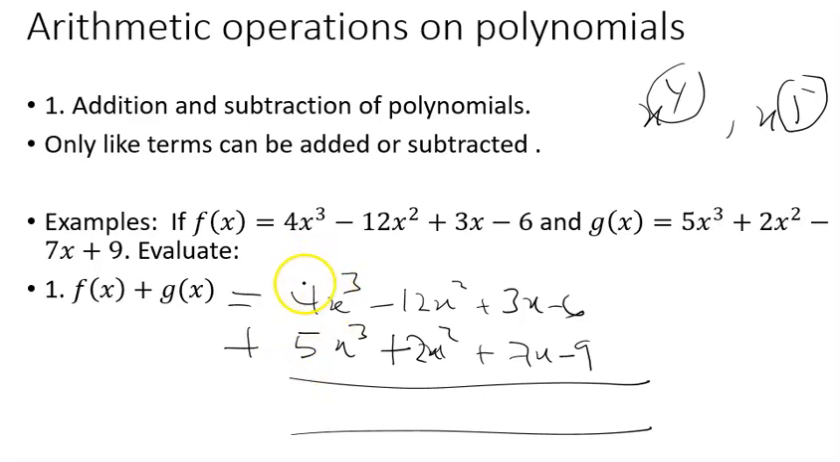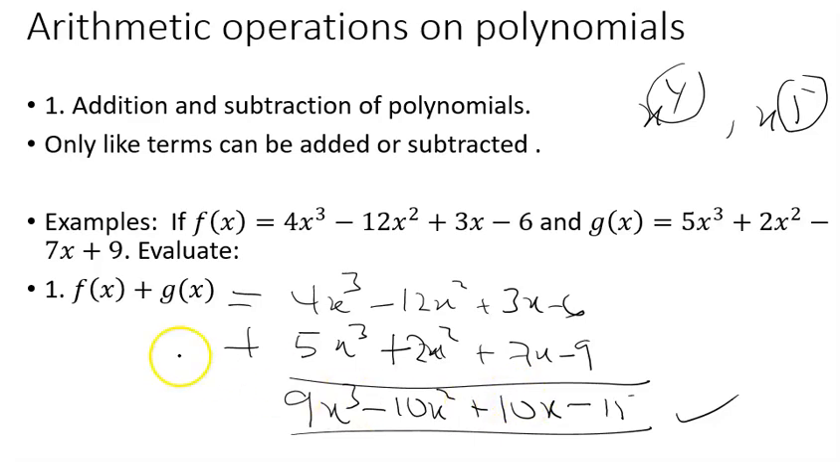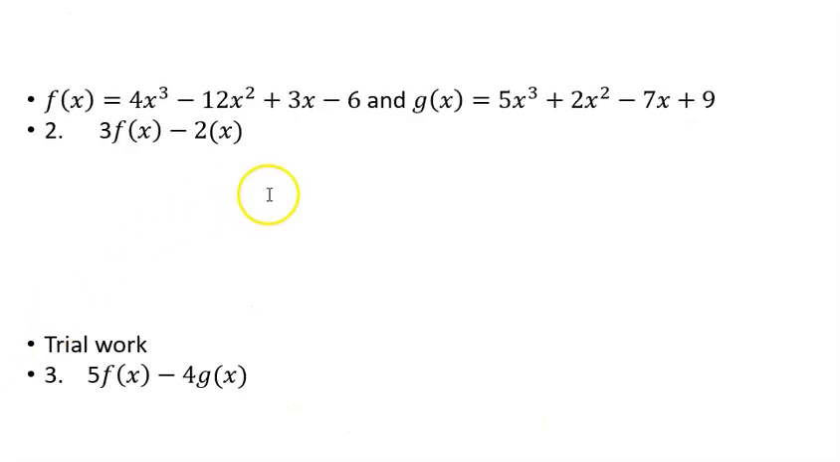You can start from either the left hand side or the right hand side, anywhere. Let me start from here. 4 plus 5 is 9. So 9s cubed. Minus 12 plus 2 is minus 10s squared. 3s plus 7s is positive 10s. Then minus 6 plus minus 9 is minus 15, the final answer. As simple as that.